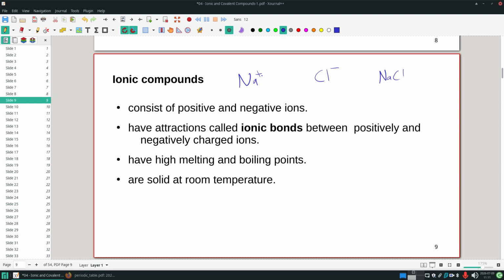Now, a statement about ionic compounds. They are very strong attractions, and because of that, these guys end up with very high melting points. Sodium chloride, for instance, you can get your stove as hot as you possibly can, put sodium chloride on there, it's going to stay a solid.